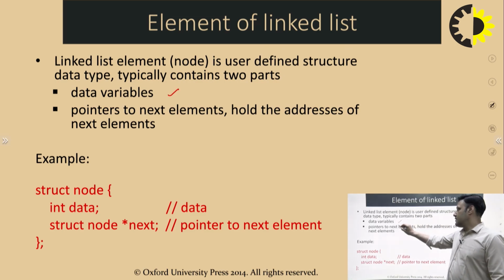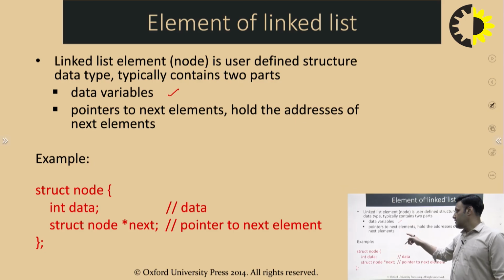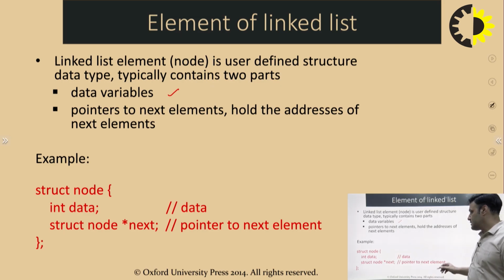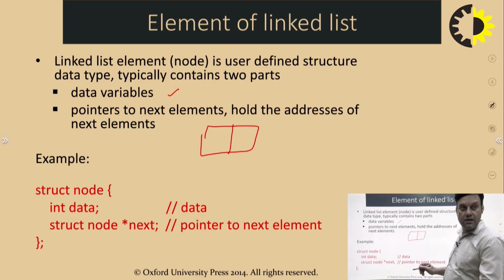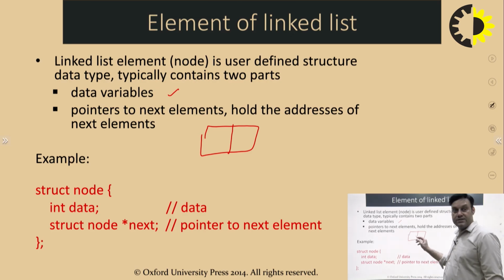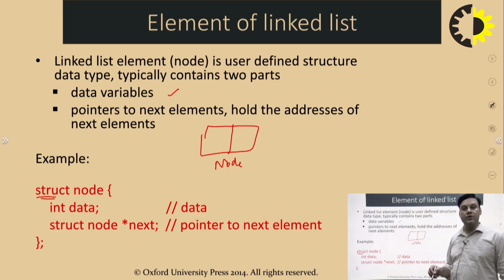As I have told, the node is divided into two parts: the data part, or we can say the information part, and the pointer part, the link part. So in C, how is the node represented? The node is represented using a structure. So what is a structure? We have already studied. A structure is a data type.